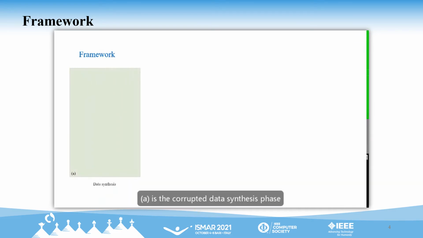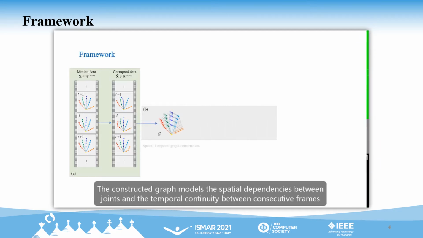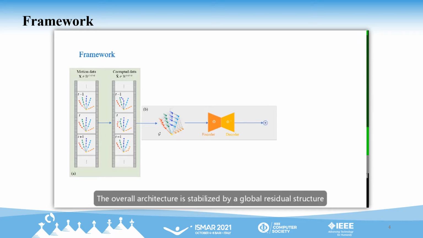A is the corrupted data synthesis phase. B comprises the spatial-temporal graph construction and the STGAE. The constructed graph models the spatial dependencies between joints and the temporal continuity between consecutive frames. The proposed STGAE architecture learns a projection operator and a corresponding inverse one. The overall architecture is stabilized by a global residual structure.